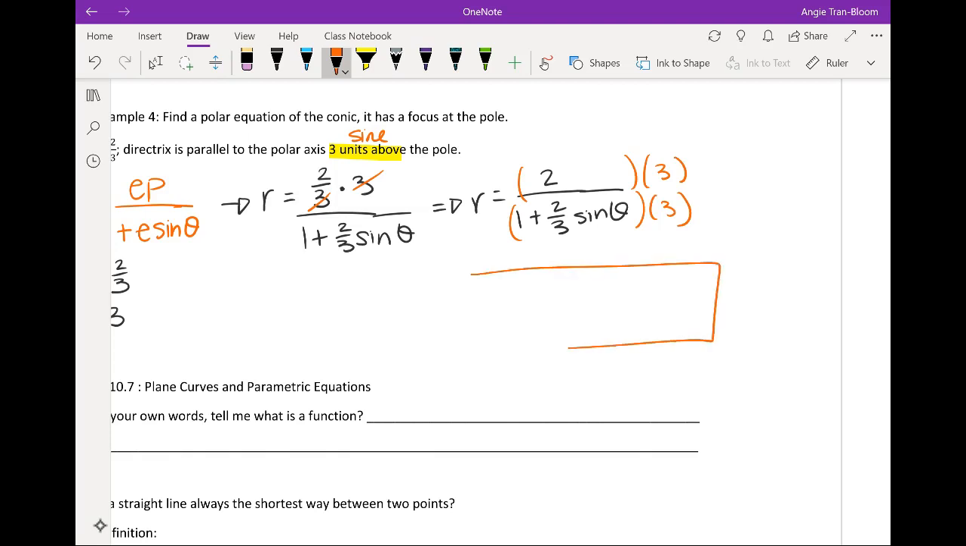So the final polar equation is r equals, what's on the numerator? 6 divided by 3 plus 2 sine of theta. And that's how we do it.